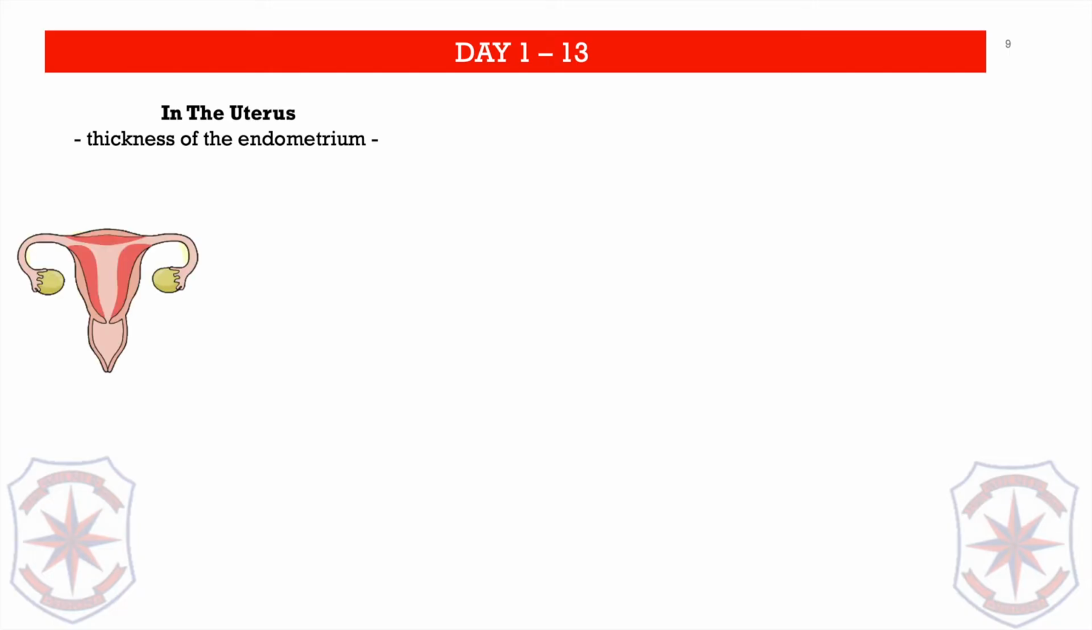Okay, let's look into day 1 to day 13. To understand the menstrual cycle, to make it very easy for you, in the uterus, that is the uterine cycle, the only thing that we are looking at is the thickness of the endometrium. And which 2 hormones did we say are involved with the thickness of the endometrium? Firstly, estrogen starts the thickening of the endometrium, and progesterone finishes the thickening of the endometrium.